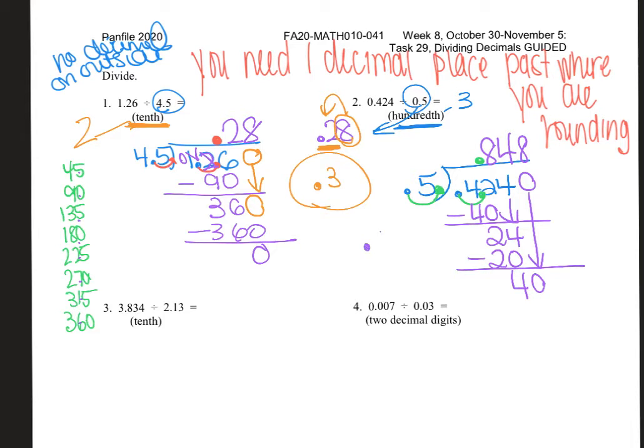So my answer is 0.848, not rounded, but I wanted to round to the nearest hundredth, which is the second, which means I'm looking at the third for the second. So this is going to be 0.85 because I round up.